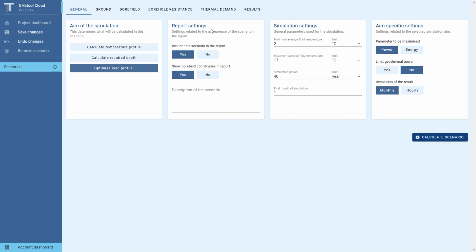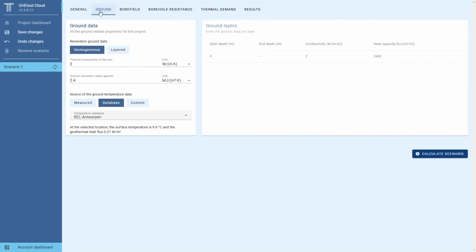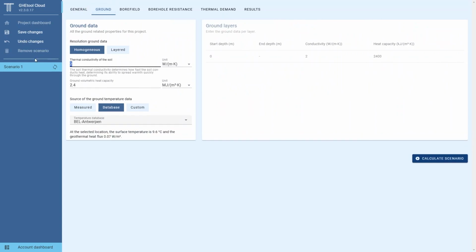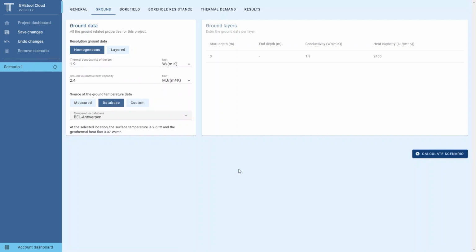So that's for the general tab. If we move over to our ground tab, for this particular project, we're going to use a conductivity of 1.9 watts per meter Kelvin. Of course, this is very dependent on your project. If you want to create or follow along with what I'm doing here, all the parameters as also the results are linked over in our article.